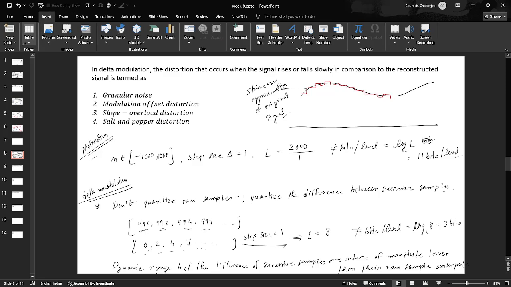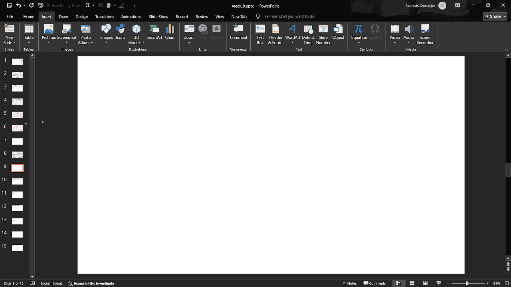So let me write that down. The number of bits to represent the quantization level is significantly reduced in delta modulation.